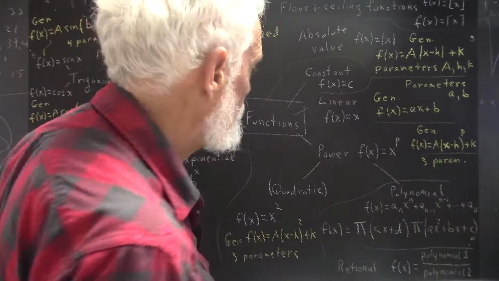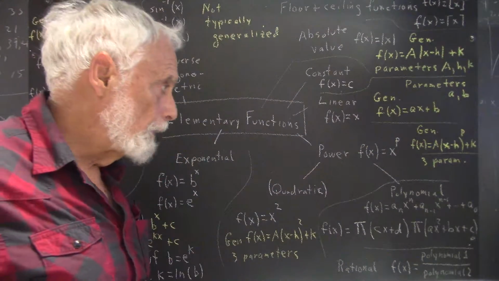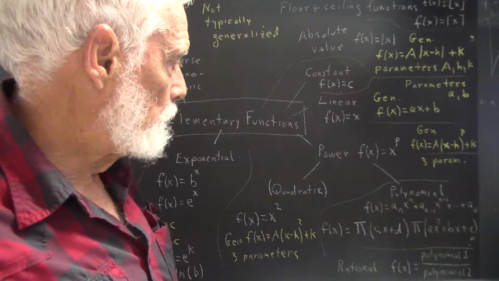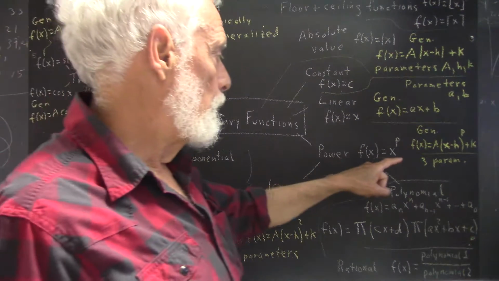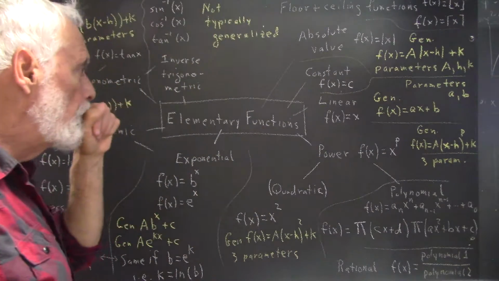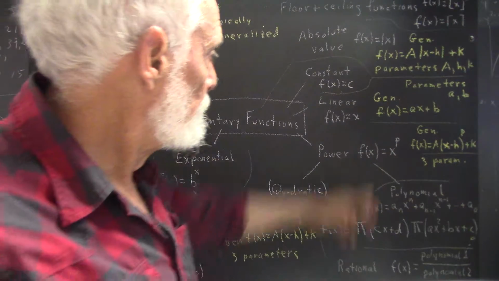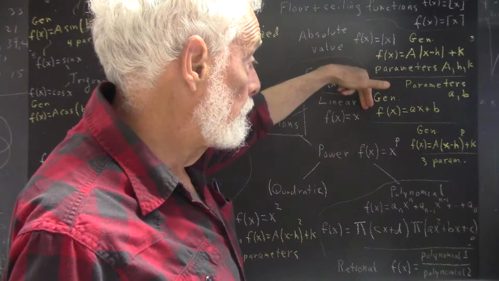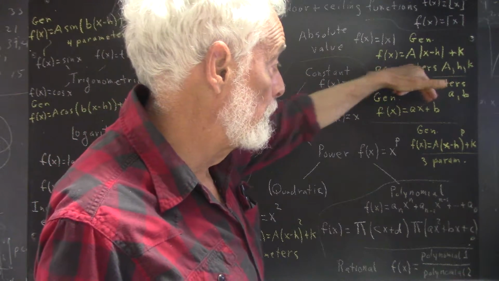Now, without going into all the detail about what these stretches and shifts do, if we have the power function f of x equals x to the p, we can generalize this function. Now, up here, the most general linear function is f of x equals ax plus b.